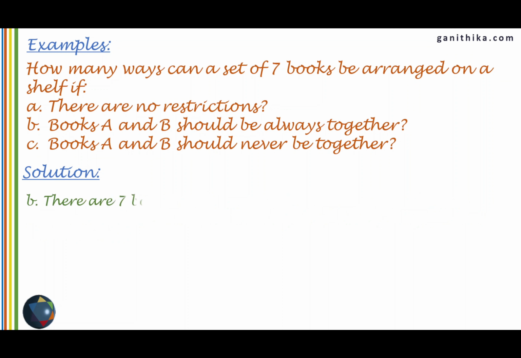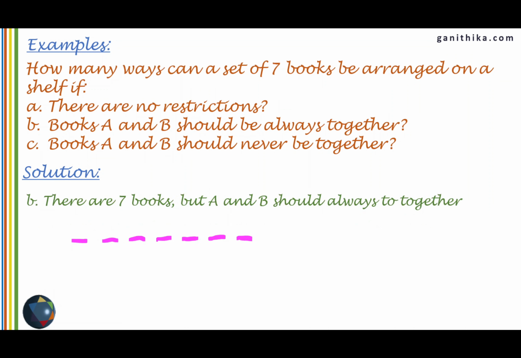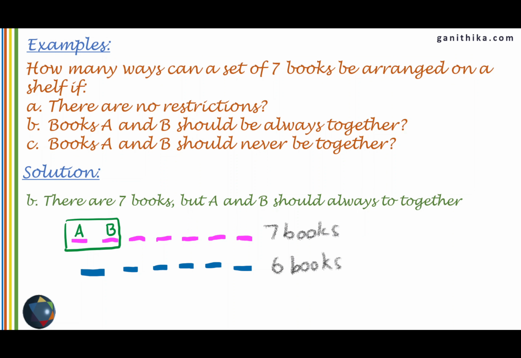Let's go further. We need A and B always to be together. So there are 7 books. Now we need A and B to be together. So let's put them both in a box and make this as one book. So there are now 6 books. We need to arrange these 6 books on the shelf, which is 6 factorial ways. Whereas this AB can either be AB or BA.